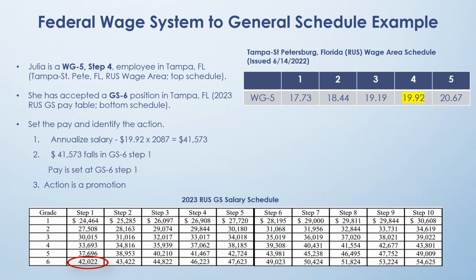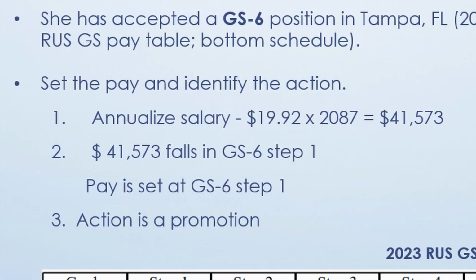$19.92 times 2087, and that will give me a sum of $41,573, which is the annual salary for that position. So since we have an annual salary of $41,573 that falls in GS6 Step 1, pay is set at GS6 Step 1.